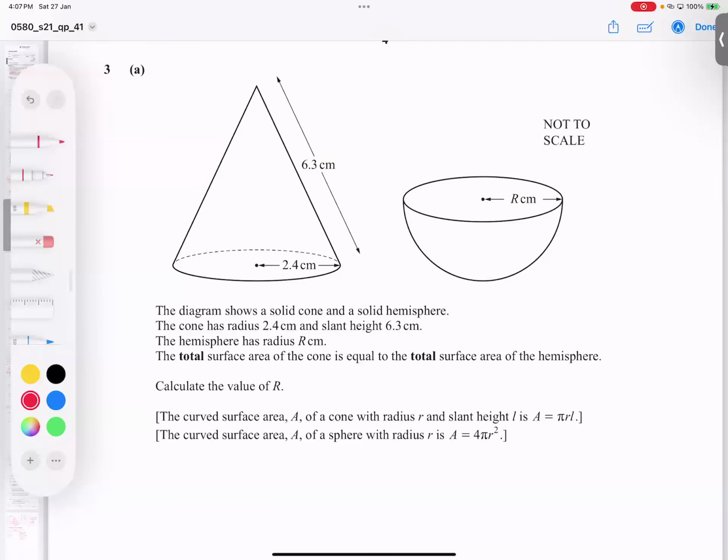Bismillahirrahmanirrahim. This is a June 2021 variant 41 question number 3, and the topic is O Levels mensuration. Concentrate. In the question, he mentioned the radius is 2.4.